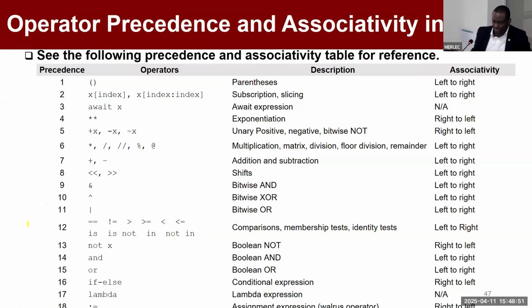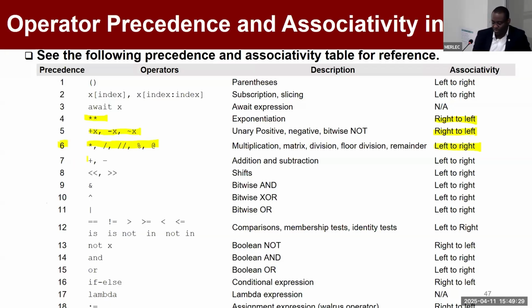For example, this one is the highest precedence operator, the exponentiation. We associate that from right to left. And then we have the unary positive and negative, and bitwise. They can also be associated from right to left. You have multiplication, division, floor division, modulus. They are located at level 6 of precedence, and they are associated from left to right.